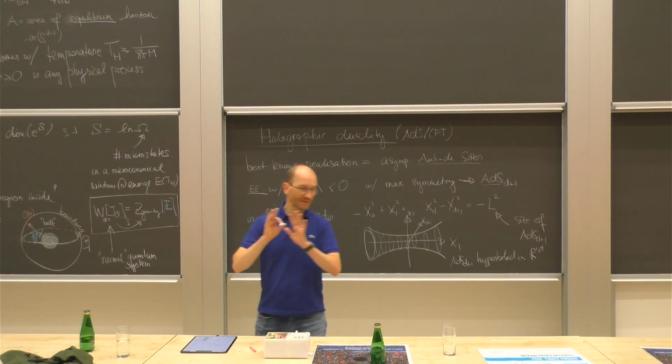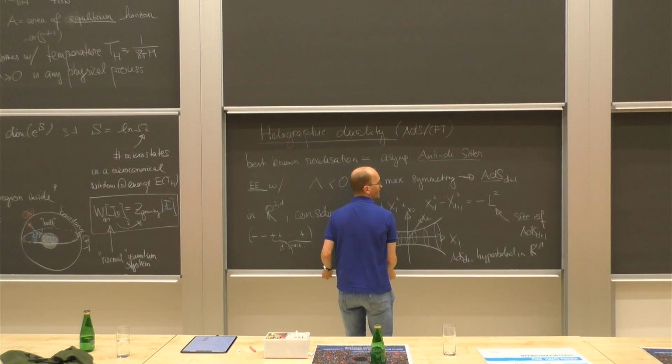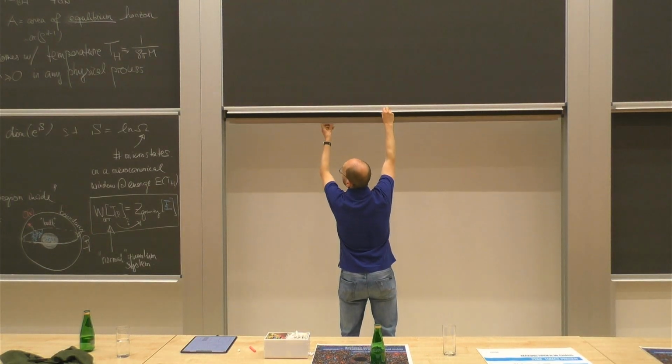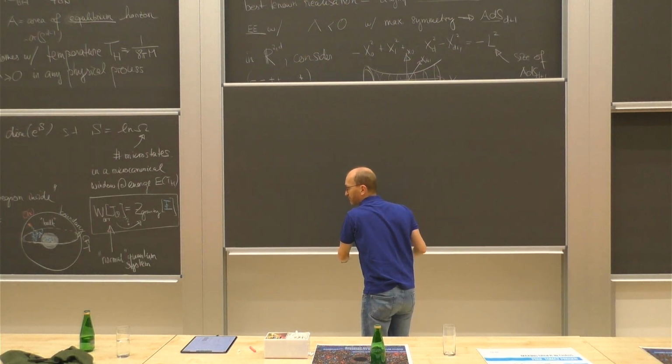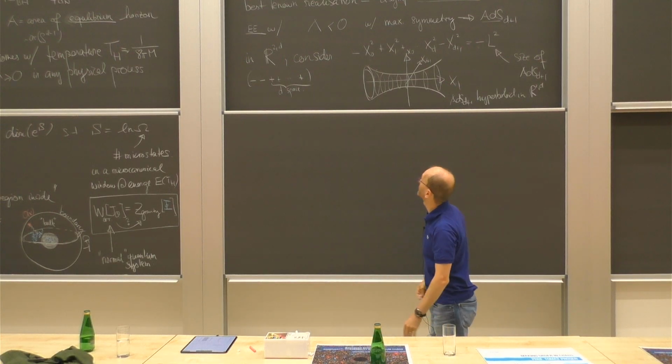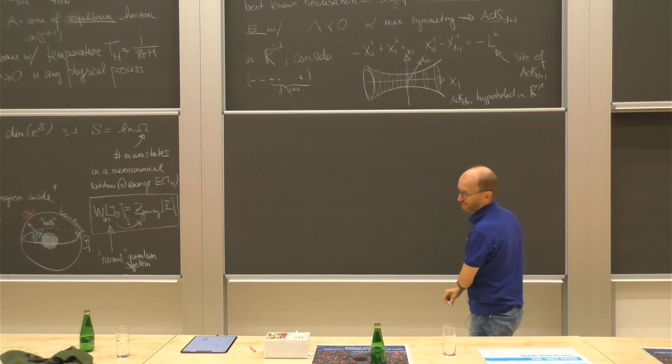So the message is this is actually an extremely simple geometry, but the simplicity, of course, is also due to the fact that it represents the simplest state in the theory. It represents the vacuum state.